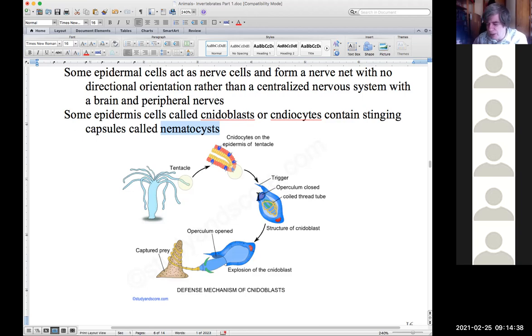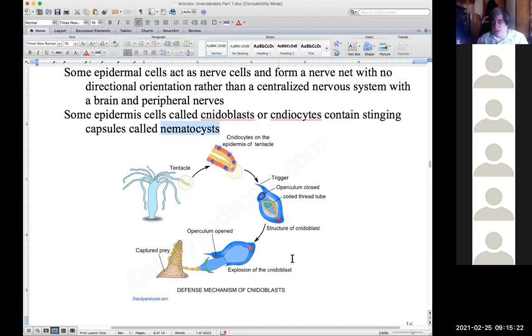So we have this little trigger mechanism. We have an operculum, which is kind of like a lid, and the operculum is closed. But when the trigger mechanism gets pushed, that opens the operculum. And inside, we have our cnidoblast or nematocyst. What this is, is a little barbed structure. So it's got barbs, and then it has a long, sticky filament. Now, what happens is when this comes out, sometimes the barb will stick in the prey. If the prey is very small, the filament wraps around it.